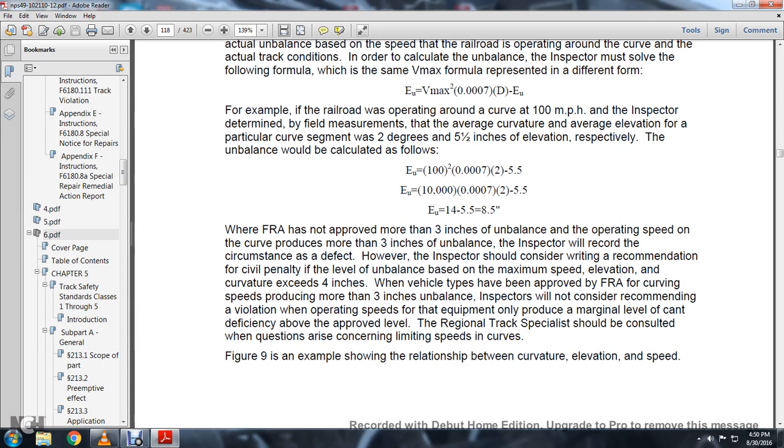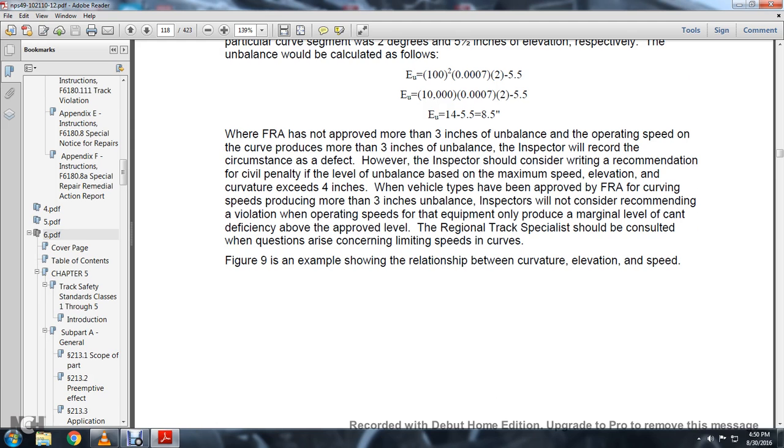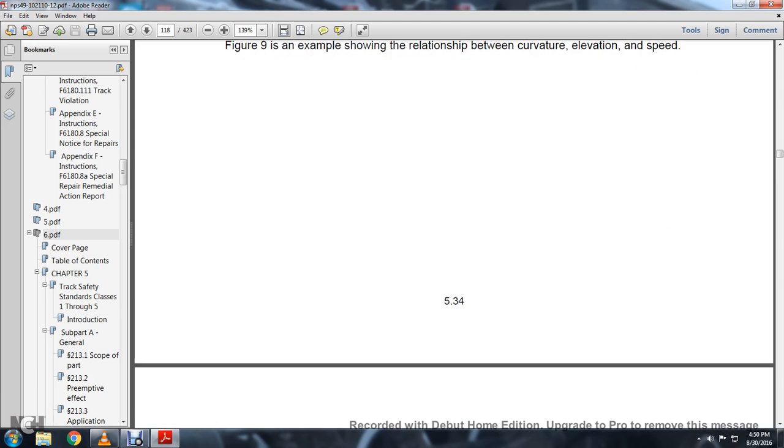When vehicle types have been approved by the FRA for curve speeds producing 3 inches of unbalance, inspectors will not consider recommending a violation with the operating speed, as the equipment only produces a marginal level of cant deficiency above the approved level. The regional track specialist should be consulted with questions of area arising concerning limits, speed, and curves. For example, a figure shows the relationship between curvature, elevation, and speed.